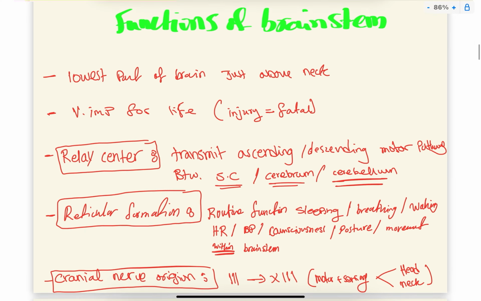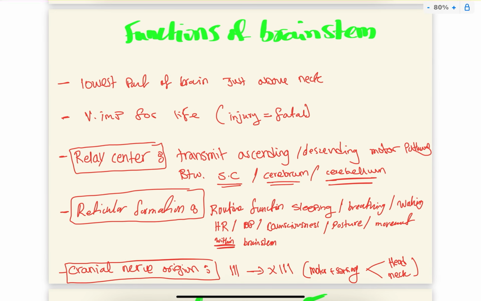Now, let's talk about the functions of the brainstem. Why is the brainstem such an important topic for us? It's the lowest part of the brain, and it's just above our neck. We saw it in the picture in the beginning. And it's very important for our life, which means if there's any injury that happened there, it's going to be extremely fatal.